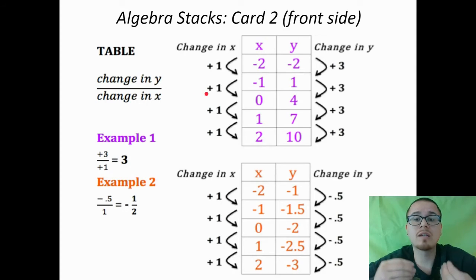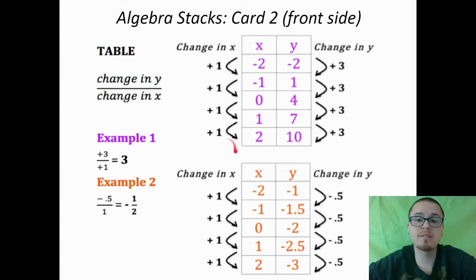Now we have a table. A table is just a collection of ordered pairs. This is relevant. A lot of data over time is tracked in tables. So if you're looking at the corona cases, that's in a table. And we're looking for a constant rate of change. It's that common difference we talked about.